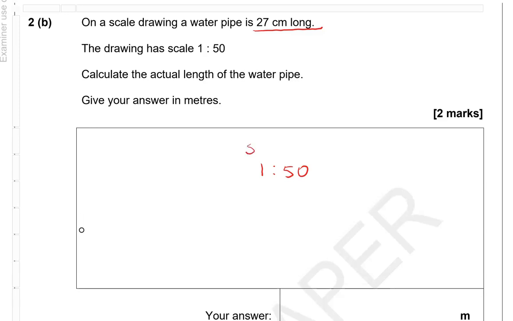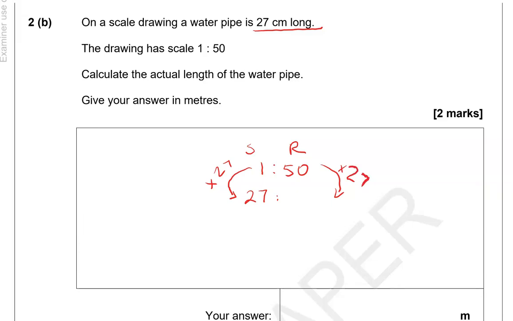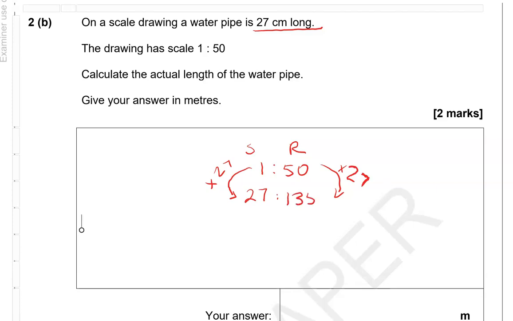So this is scale and this is reality. So 27, what is that equal to in reality? To get from 1 to 27, we multiply by 27, so we'll do the same on the other side. Which is 1350, that is centimeters. We've got to give our answer in meters. So we've got to convert 1350 centimeters into meters.